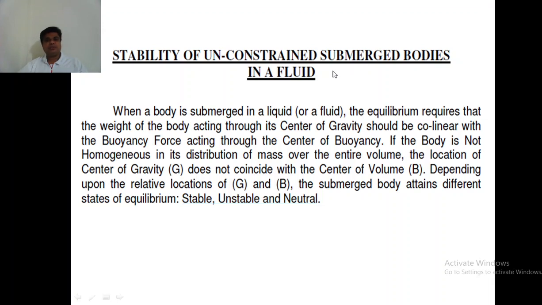For example, take a ship. The ship has to be stable in a fluid when it is moving. If it is not stable, it will simply twist and sink into the fluid. So we have what is called a state of equilibrium. We have stable, unstable and neutral equilibrium. In the case of submerged bodies, we will see these types of equilibrium.